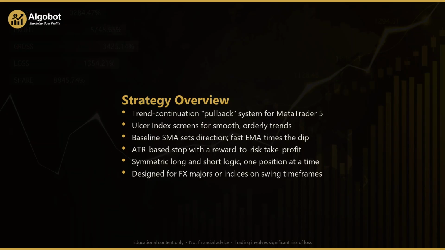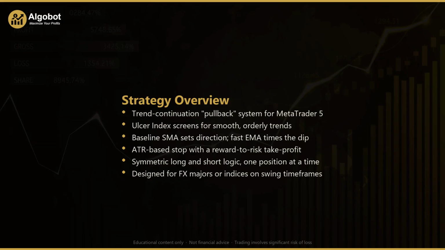The Ulcer Index measures exactly that texture. It is the root mean square of the percentage drawdowns from the running peak over a window of bars. A low reading means a calm, orderly advance where retracements are shallow and brief. A high reading means a jagged, painful trend that whipsaws. The strategy only takes a pullback entry when the trend has been smooth, because pullbacks tend to continue more reliably inside an orderly trend than inside a choppy one.